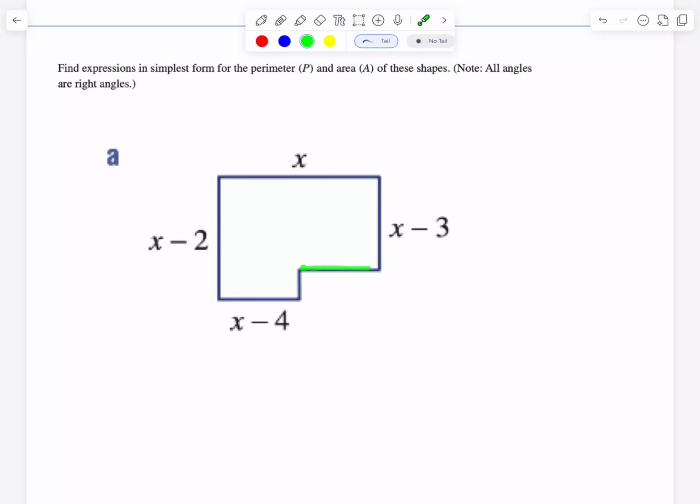We don't, we're missing this side and we're missing this side. So let's calculate what those are, and we'll do this step by step. So let's calculate this side first, and let's just call that A.